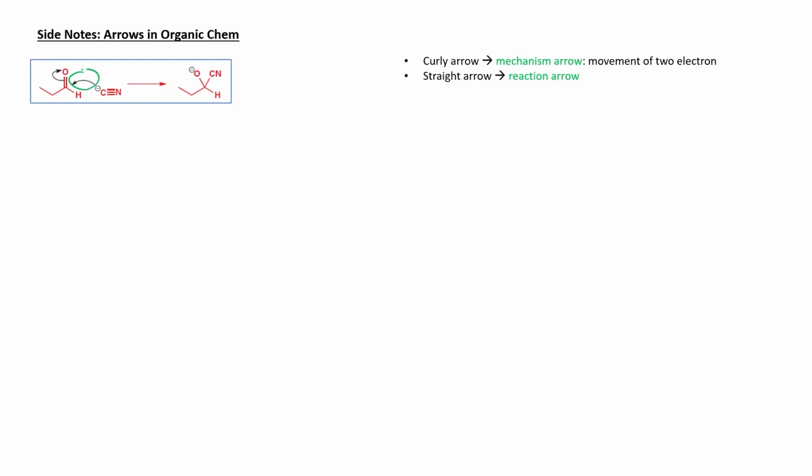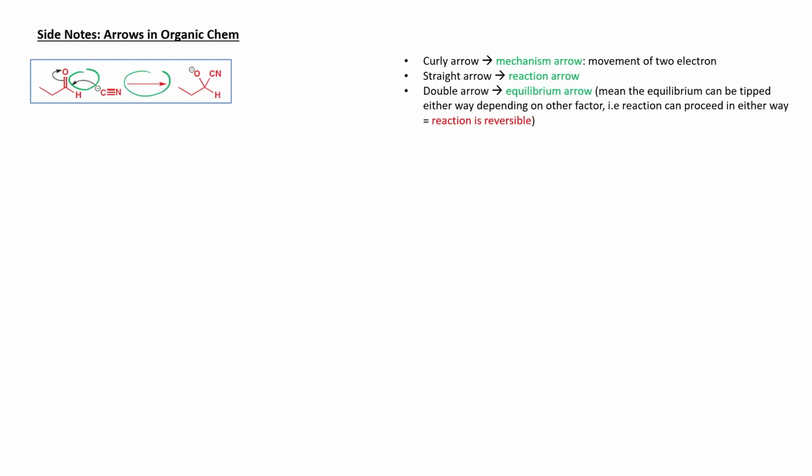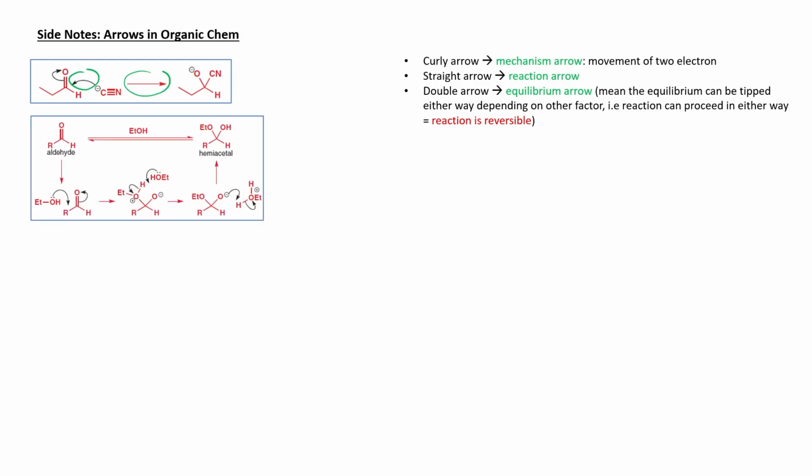Okay, let's talk about the arrows in organic chemistry. You have seen the curly arrow and the straight arrow. The curly one is a mechanism arrow, and the straight one is a reaction arrow. Sometimes you see a double arrow. A double arrow means an equilibrium arrow, which means it's a reversible reaction.